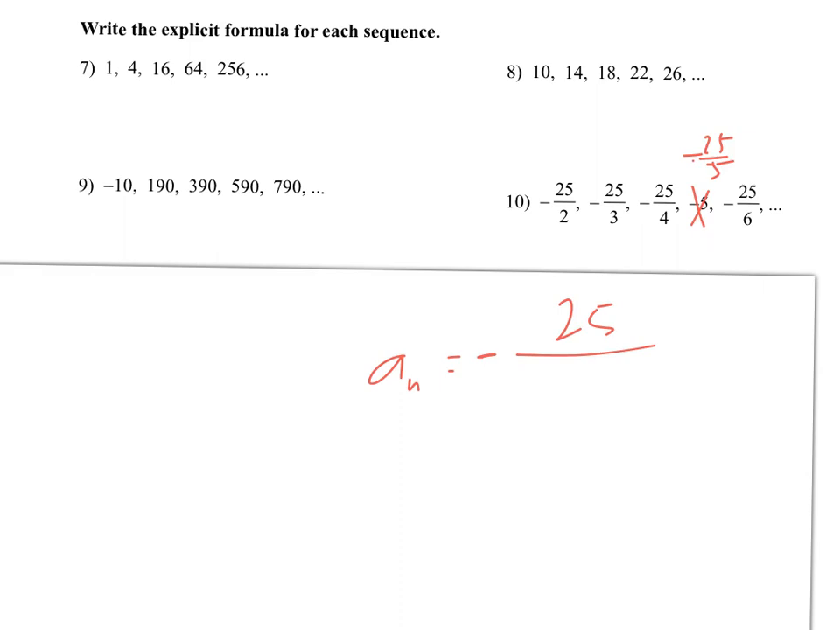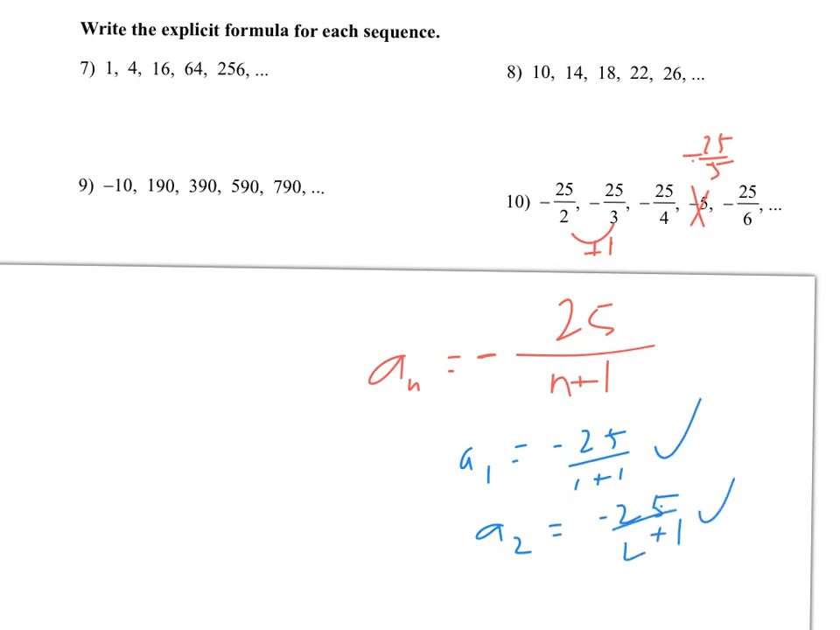And so then the denominator I see is increasing by 1 every time, so I'm going to say that that's n plus 1. So I can check it out here by saying a sub 1 equals negative 25 over 1 plus 1, so that certainly checks out. A sub 2 equals negative 25 over 2 plus 1, which certainly checks out as well.